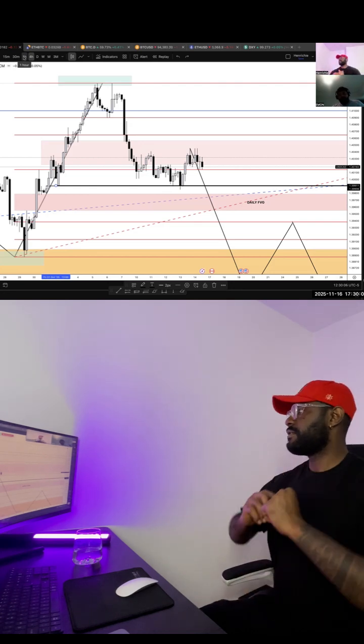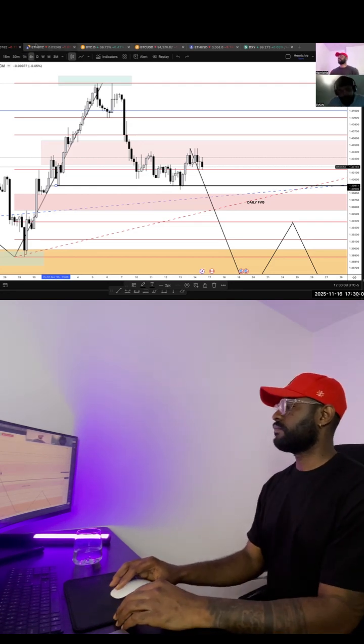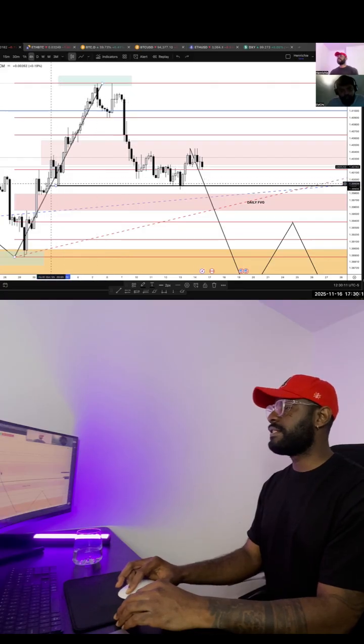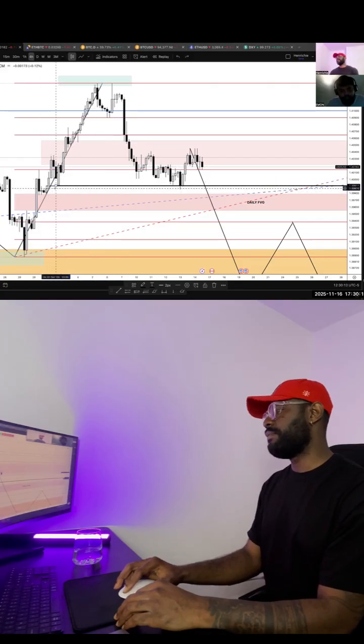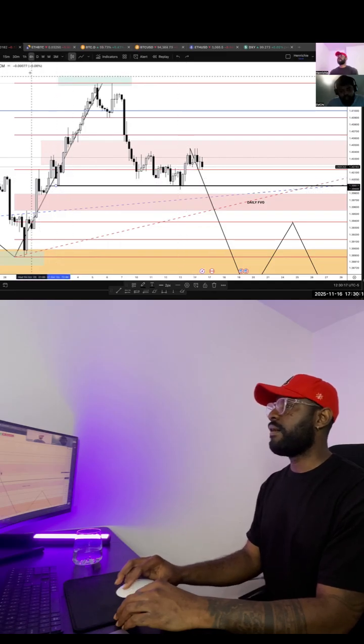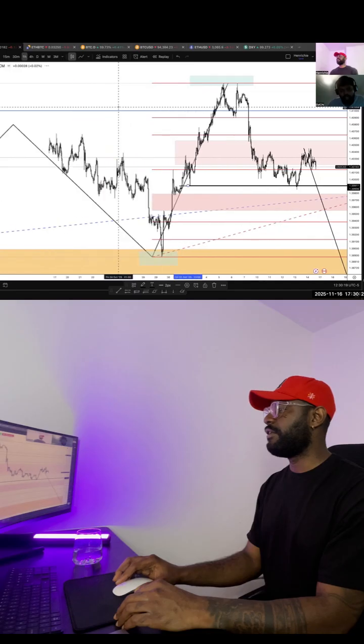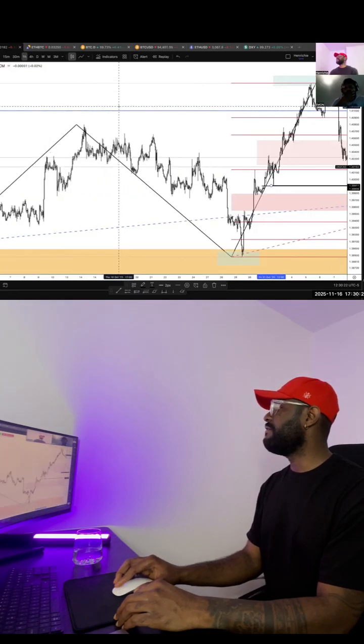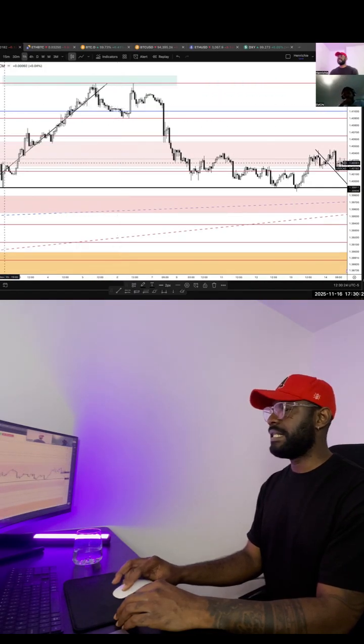Making sense? Yes, sir. All right, cool. So now you can see that this discount zone is below equilibrium, and we've already tapped it, and this is a 4-hour imbalance. You can go to the 1 hour time frame and look at that same area to see if there's any imbalance on 1 hour in that same area.